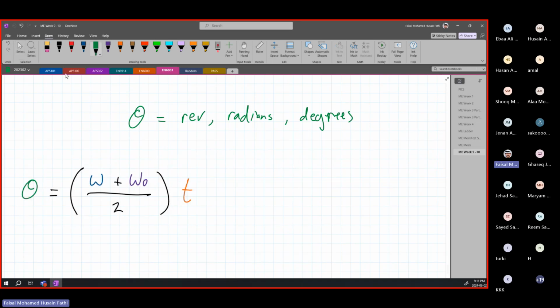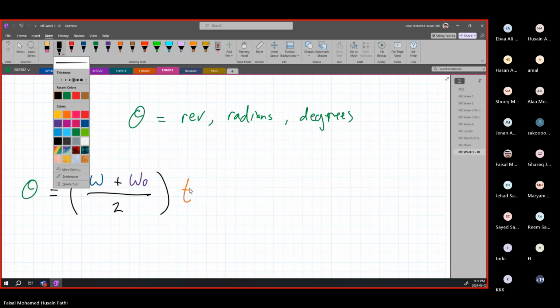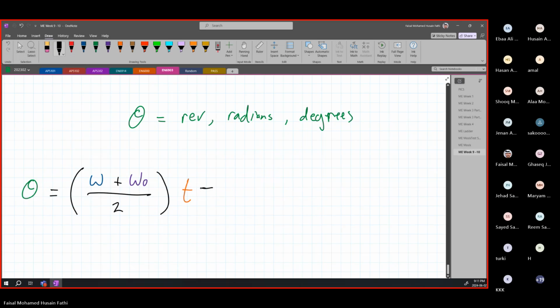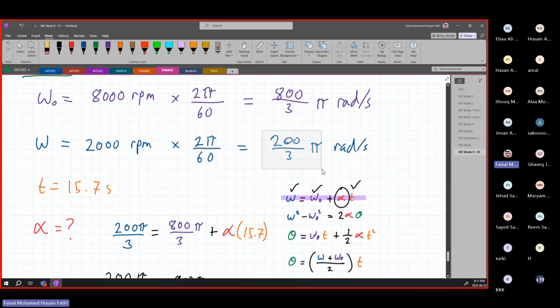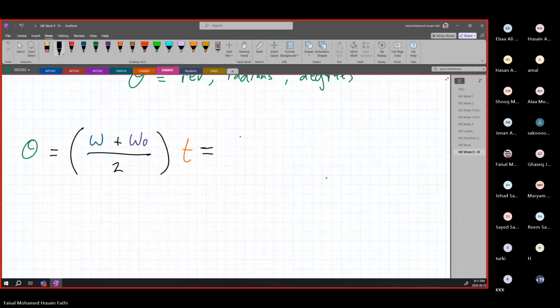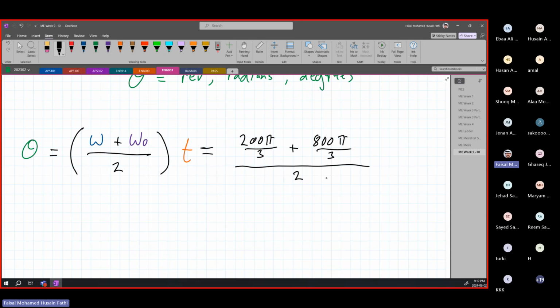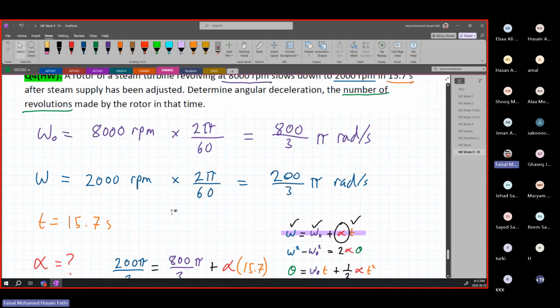So if we apply this equation now, this is going to be equal to omega plus omega 0 over 2. Our omega is 200 pi over 3 plus 800 pi over 3, all over 2. Again, I keep it in this form just to be a bit more accurate. The time is 15.7 seconds as given in the question.